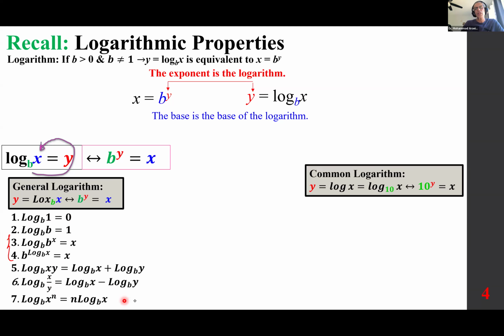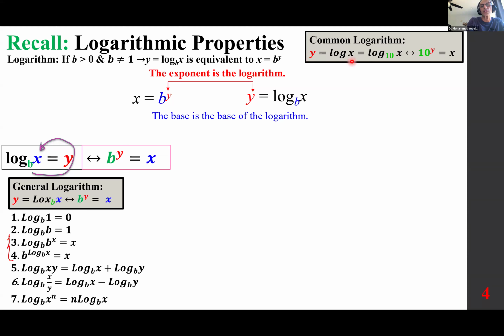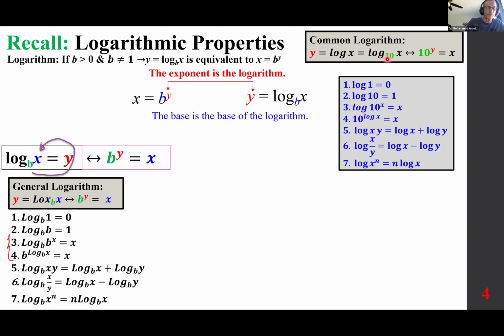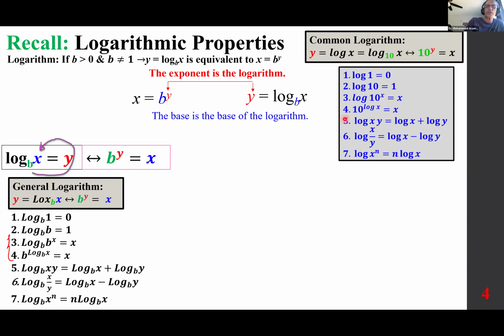In the case of a common log, we just drop the base b. So y equals log x. Log x means log x base 10. And therefore, the properties become more specific. For example, for numbers 1, 5, 6, 7, just drop the base b. But number 2, the base and the argument must be the same, so when you have log, the base is 10, so you must have the same argument.